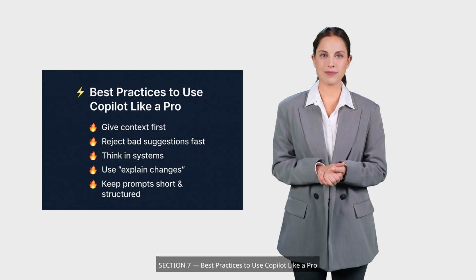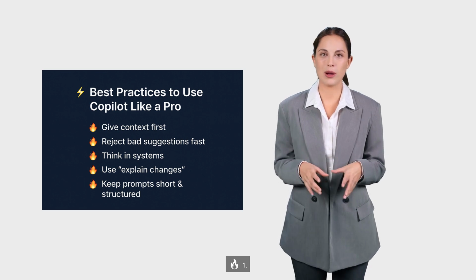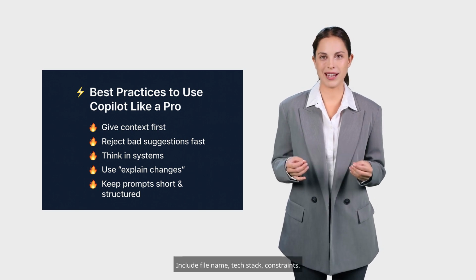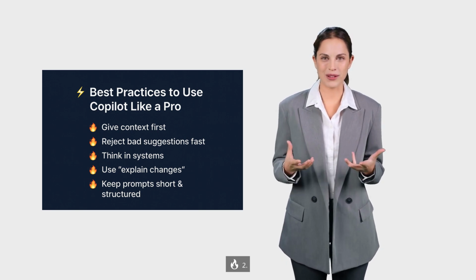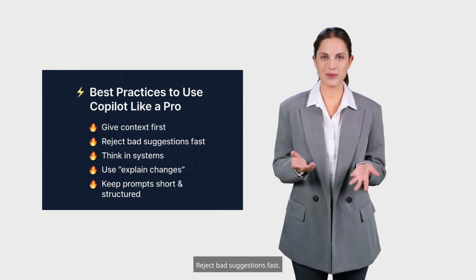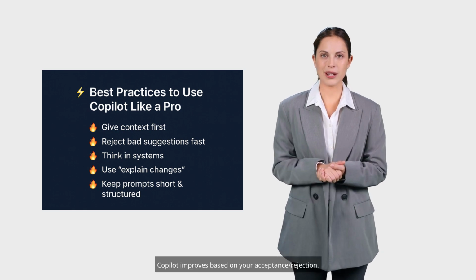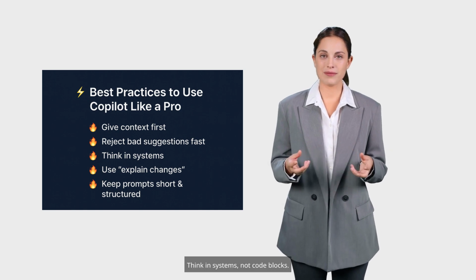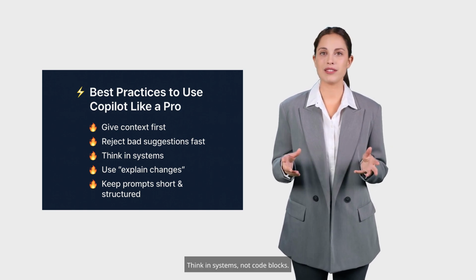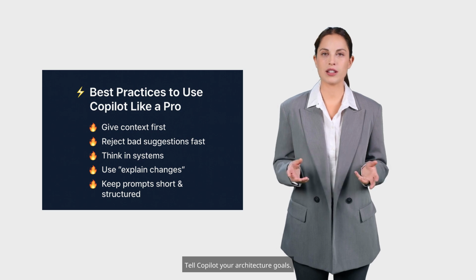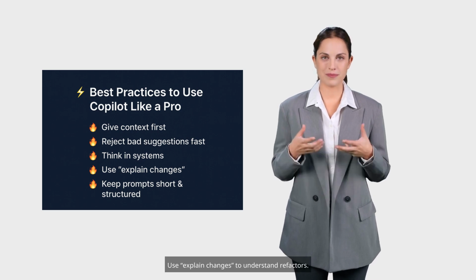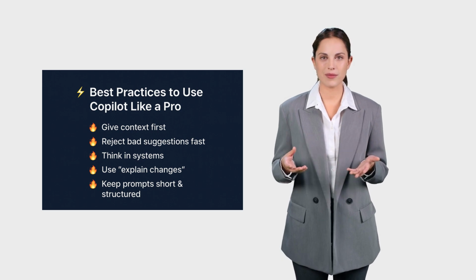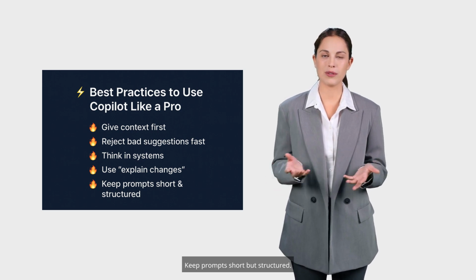Section 7. Best practices to use Copilot like a pro. 1. Give context before asking anything. Include file name, tech stack, constraints. 2. Reject bad suggestions fast. Copilot improves based on your acceptance and rejection. 3. Think in systems, not code blocks. Tell Copilot your architecture goals. 4. Use explain changes to understand refactors. 5. Keep prompts short but structured.